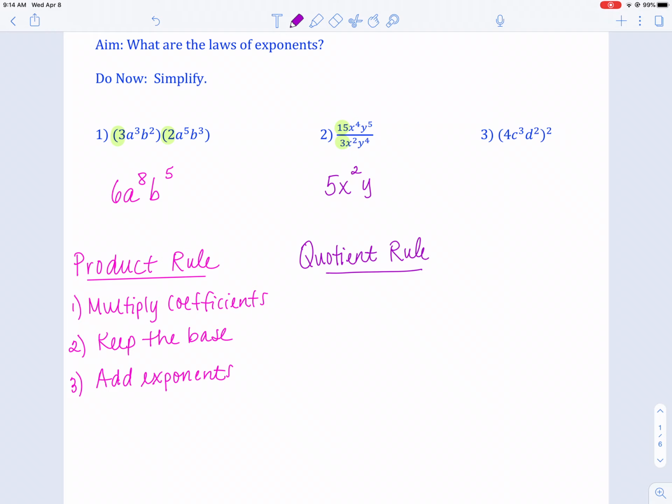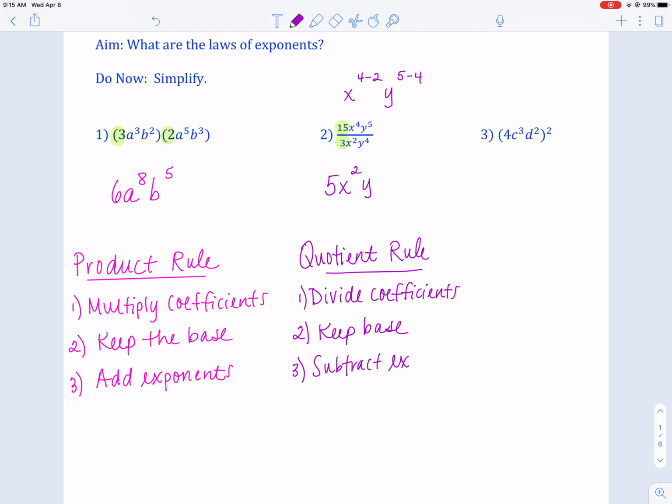You could put a 1 there. Again, you're keeping your base and you're doing 4 minus 2. You're keeping your base of y and you're doing 5 minus 4, which is 1. You could put the little exponent of 1. I don't like to because you wouldn't see that in a multiple choice question. So just know that. So 1, you're going to divide your coefficients. You are going to still keep your base, and you are going to subtract your exponents.